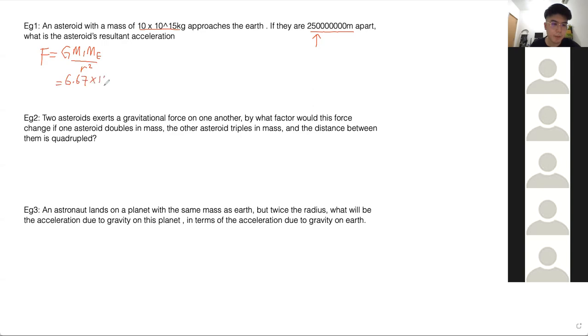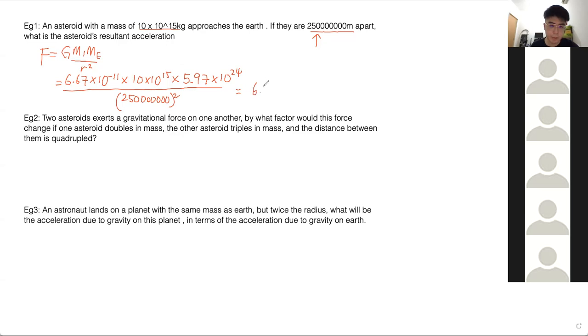6.67 times 10 to the power of minus 11. Okay, the gravitational constant, so times by the mass of the asteroid, 10 to the power of 15. The mass of the Earth, how much? 5.97 times 10 to the power of 24. Okay, over 250,000,000 squared.